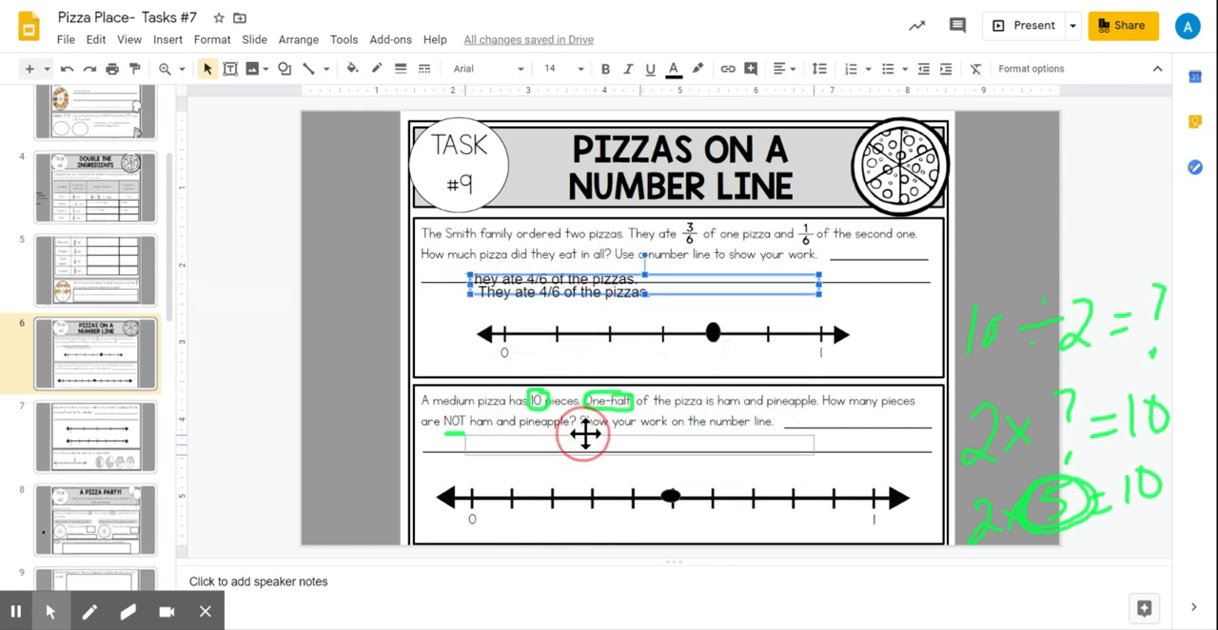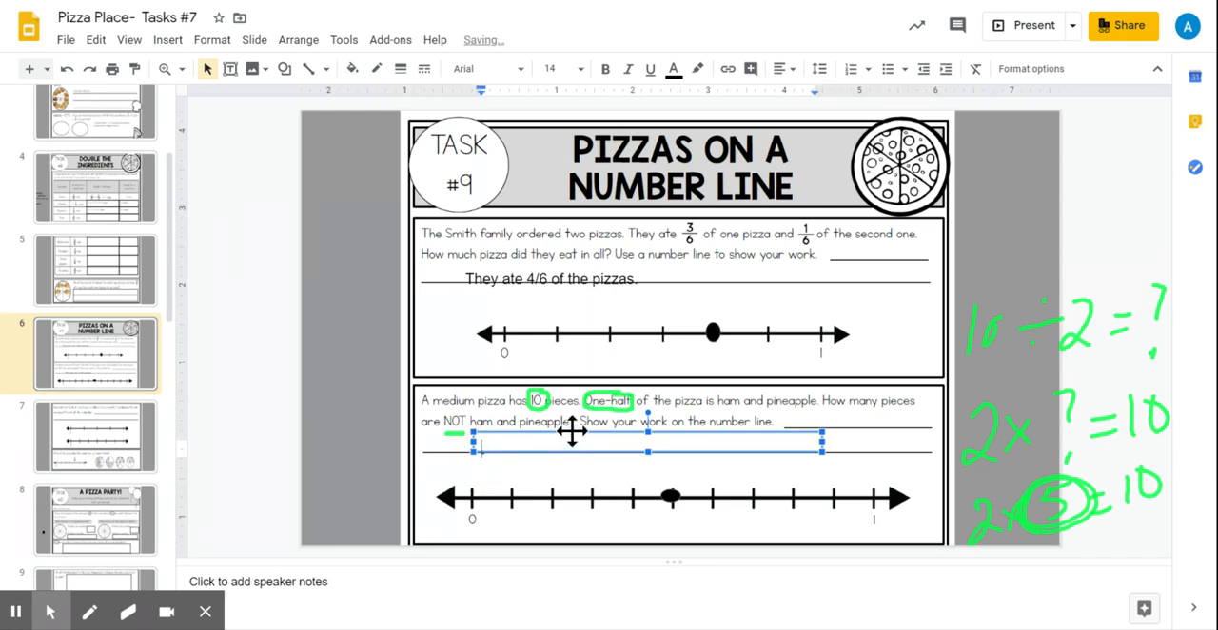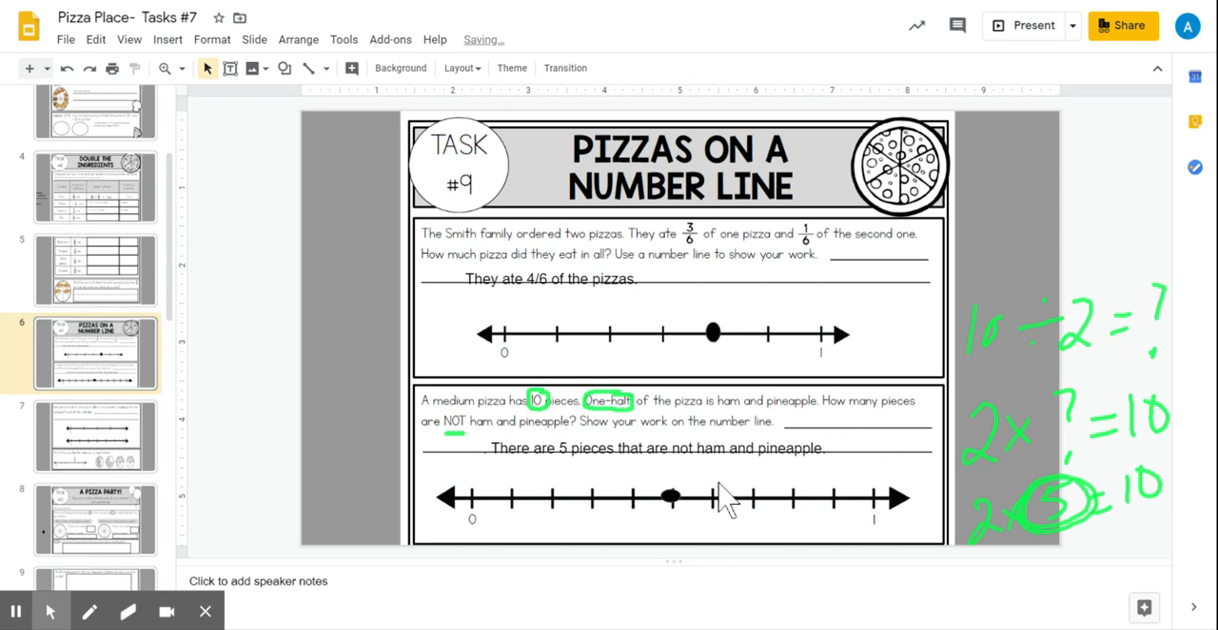I'm going to bring my text box down here, delete that, and so there are 5 pieces that are not ham and pineapple. Because we saw that there are 5 that are ham and pineapple, and then there are 5 that are not, because half this way, half that way.